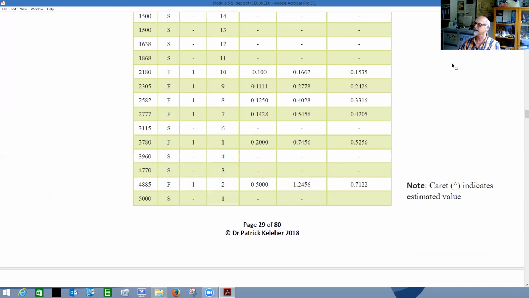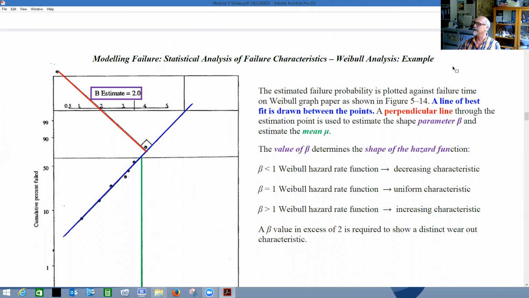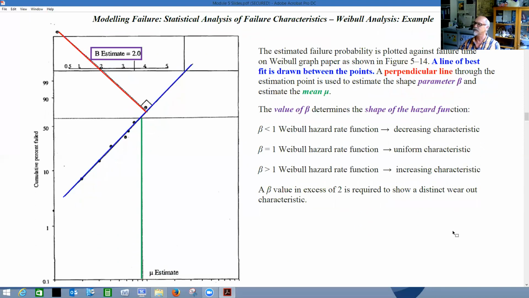So as you do those calculations, you'll find that you're able to draw up a little graph, and as you draw up this little graph, you're able to plot it out. So if we start here with the blue line, the estimated failure probability is plotted against the fail time on this Weibull graph paper, and the line of best fit is drawn between the points. So here are all your data points that you've been collecting. Okay, you draw through your blue line. Then a perpendicular line through the estimation point that you've used to estimate your shape. That'll give you some information with regards to that. So perpendicular through here, this red line.